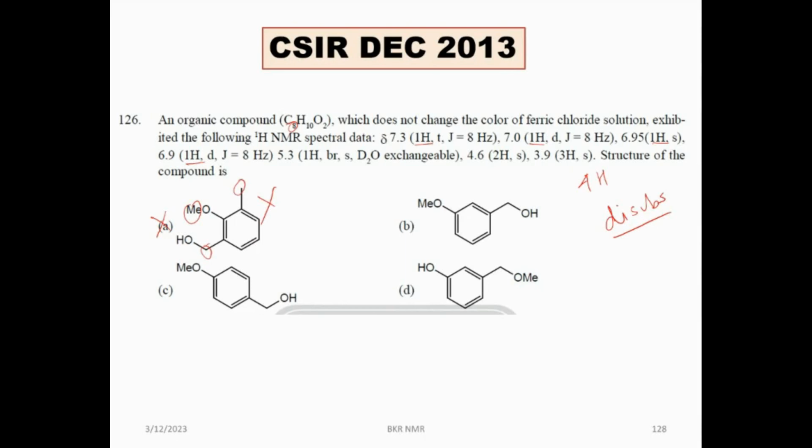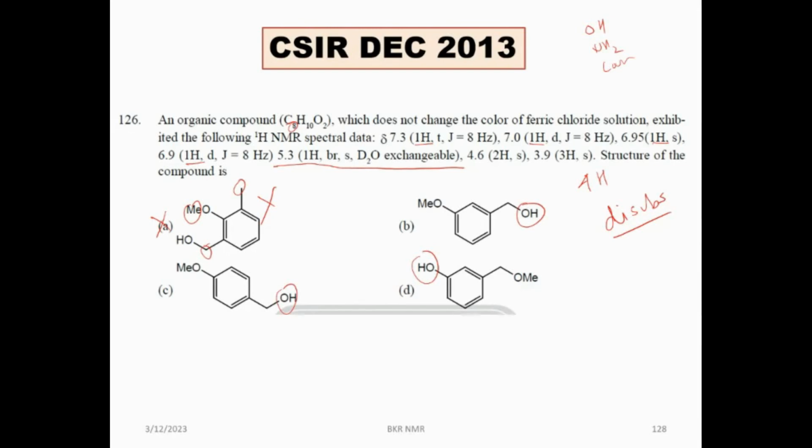Now I have given you a clue; I have put a tick here. Now 5.3, 1 hydrogen, is D2O exchangeable. What are the exchangeable hydrogens? OH, NH, COOH. Very good. OH, NH2, COOH. So OH is there in all three.